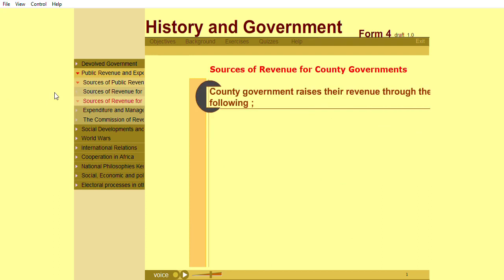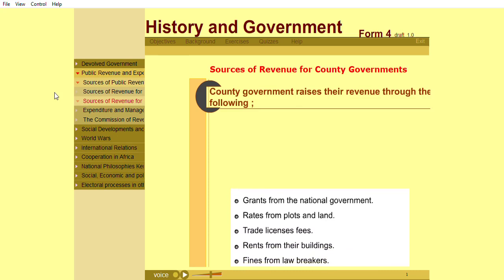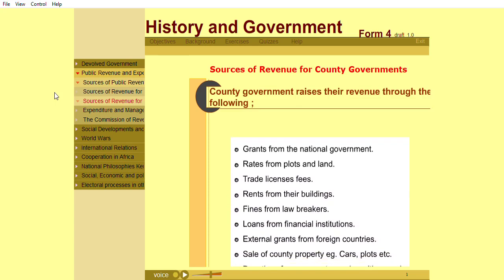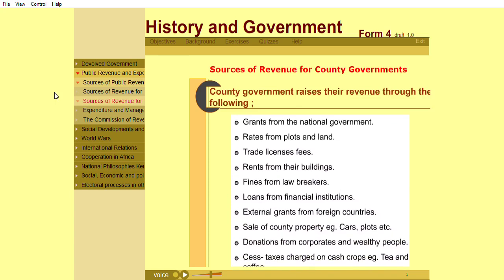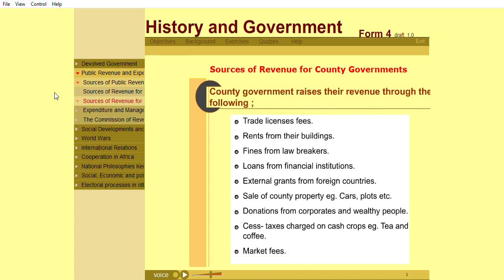County governments raise their revenue through the following: grants from the national government, rates from plots and land, trade licenses fees, rents from their buildings, fines from lawbreakers, loans from financial institutions, external grants from foreign countries, sale of county property, for example cars, plots, etc., donations from corporates and wealthy people, cess taxes charged on cash crops, for example tea and coffee, and market fees.